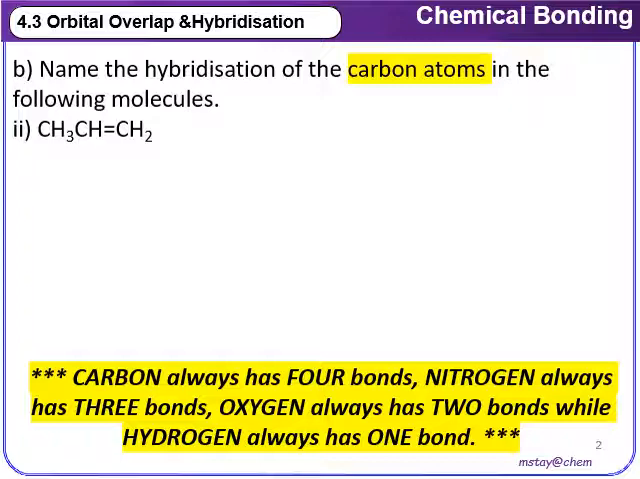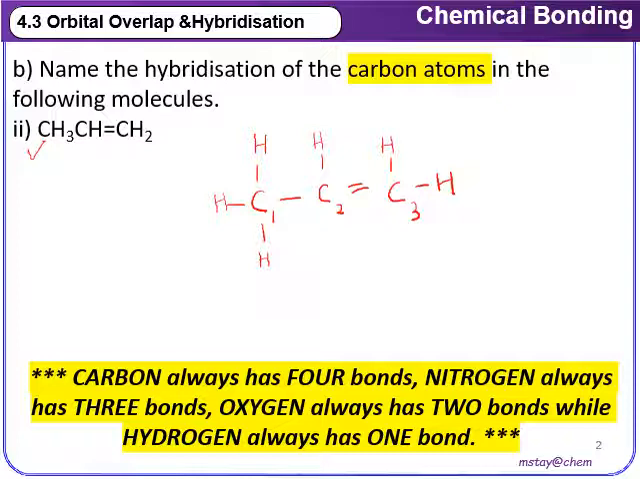Question number B2, CH3CH double bond CH2. So again, we roughly already have an idea. The first carbon has 3 bonds to hydrogen. And then the second carbon will be bonded to hydrogen, and then double bond with carbon. And then the last carbon has 2 hydrogen. So when we check here, carbon 1 has 4 bonds, carbon 2 also has 4 bonds, carbon 3 also has 4 bonds.